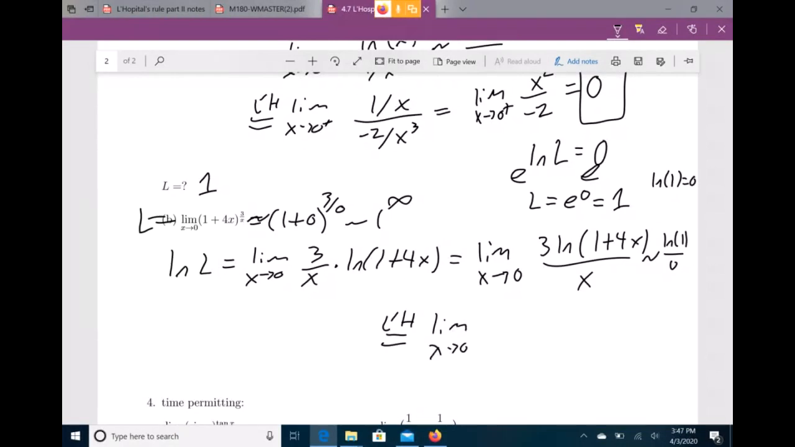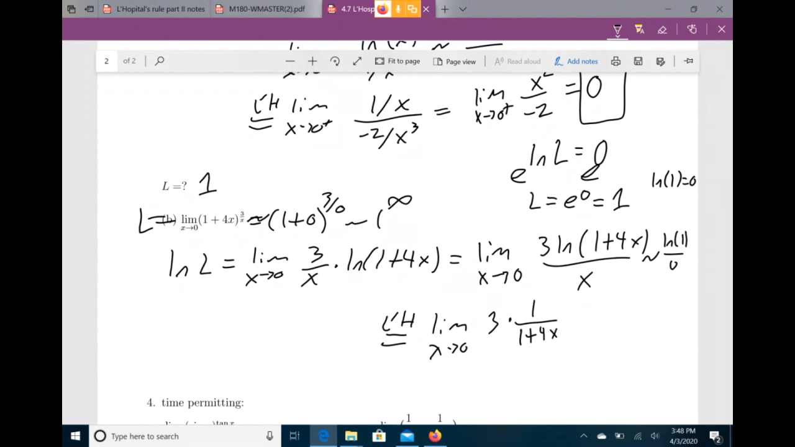So what is the derivative of the denominator? Just one. Good. So that's really simple. It just goes away. The derivative of the numerator: I'll have this 3 out front. Remember that when I take the derivative of a natural log, I take 1 divided by the argument. So I have 1 divided by whatever's inside of the natural log, which in this case is 1 plus 4x.